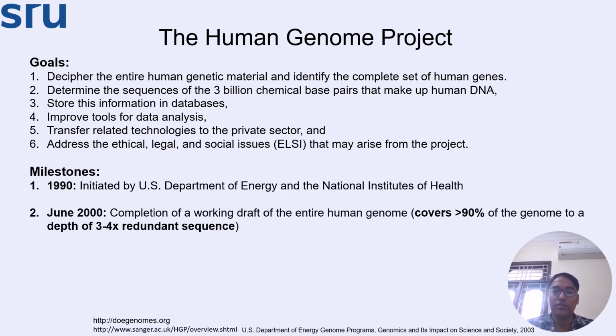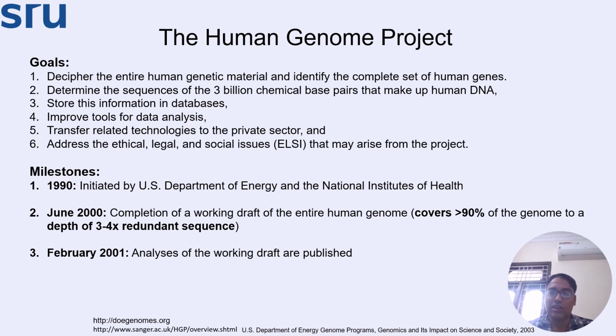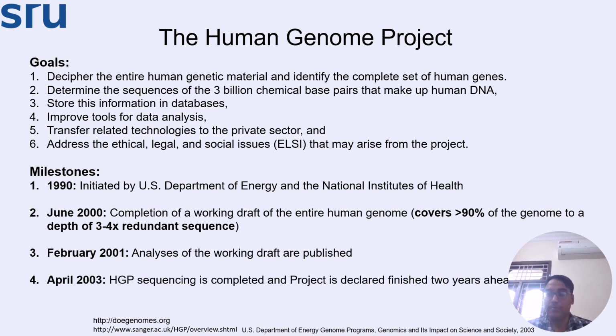And these were the milestones. See, 1990 it got started. By 2000 we completed 90% of the genome. That means at least the entire genome, we are having 3 to 4 redundant copies at every place so that we can be confirmed that this is the entire sequence of this part. This is the confirmed sequence. Until the redundancy is there, we don't know if it is right or wrong, so we need to repeat the same experiment multiple times. In 2003, the first human genome project sequencing got completed.